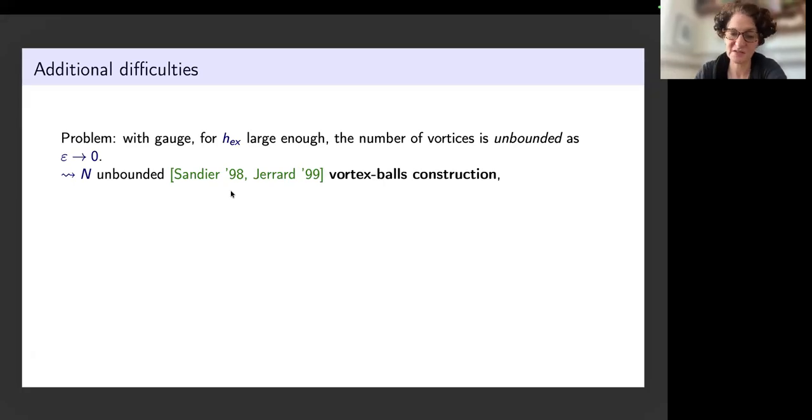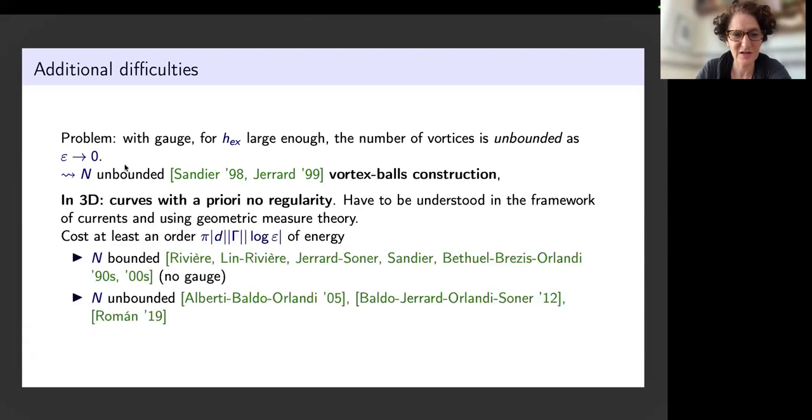So there are some techniques that are due to Sandier and Serfaty in the late 90s called vortex balls construction that allow to estimate in an optimal way the cost of possibly many vortices that could clump together, could have pluses and minuses clump together, etc. So that's one first difficulty, the unbounded nature, a priori at least, of the number of vortices.